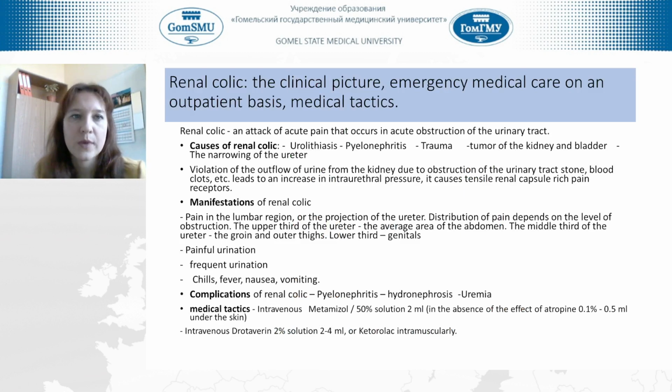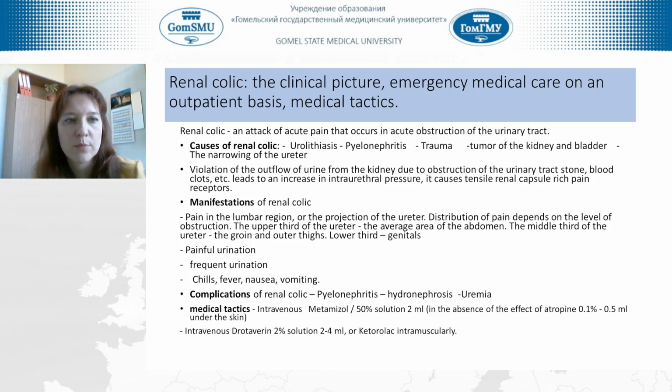Renal colic. Renal colic is an attack of acute pain that occurs in acute obstruction of the urinary tract. Causes of renal colic: urolithiasis, pyelonephritis, trauma, tumor of the kidney or bladder, aneurysm of the ureter. Violation of the outflow of urine from the kidney due to obstruction of the urinary tract by stone or blood clots leads to increased intrapelvic pressure. It causes tension, and the renal capsule's pain receptors are reached.